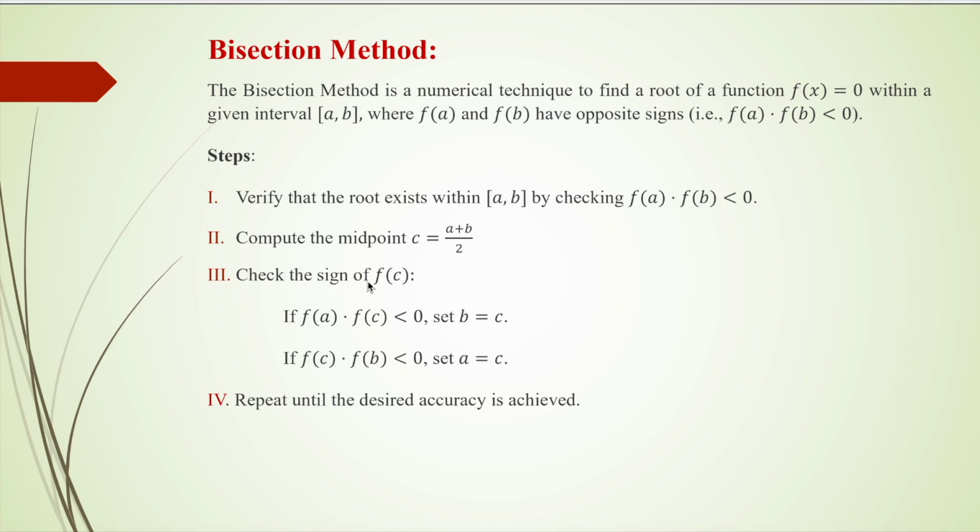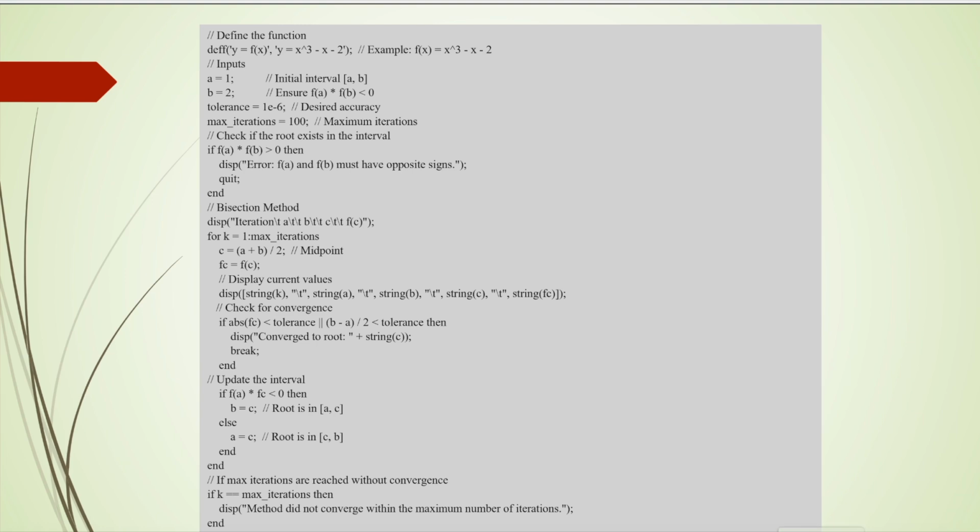Then check the sign of f(c). If f(a)·f(c) is less than 0, then set b equal to c. If f(c)·f(b) is less than 0, then set a equal to c. Repeat this until the desired accuracy is achieved. Let's implement this in Scilab.